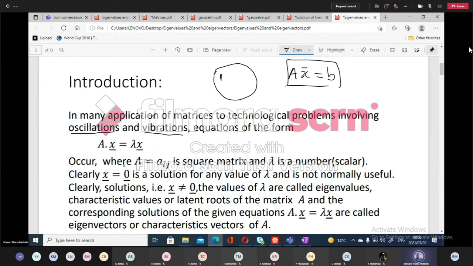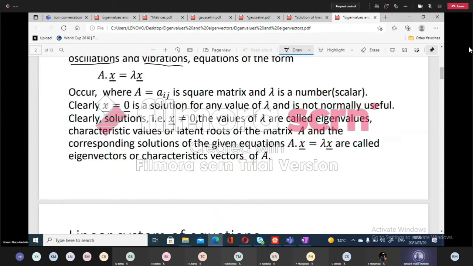Okay, so here we have a coefficient matrix A and a vector of variables X. AX equals lambda multiplied by X. Basically, this system is in that form, okay? A is a square matrix of coefficients, and lambda is just a number, basically a scalar. It can be 2, 3, anything.